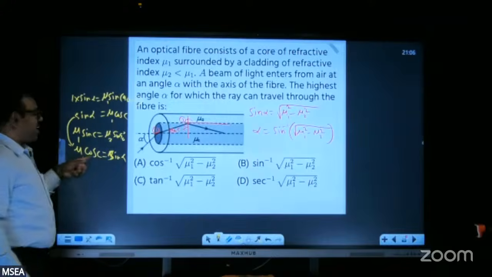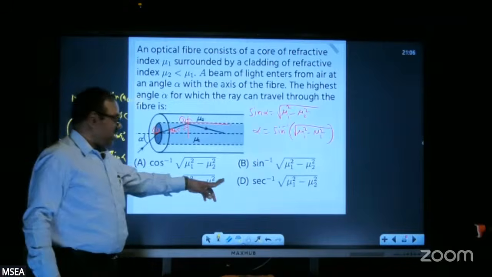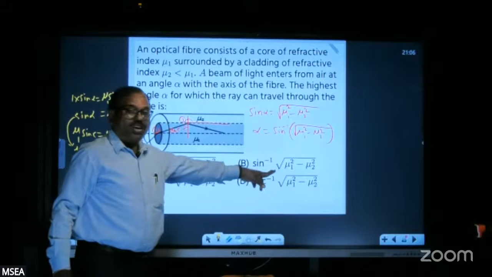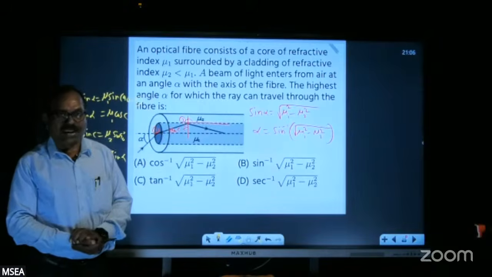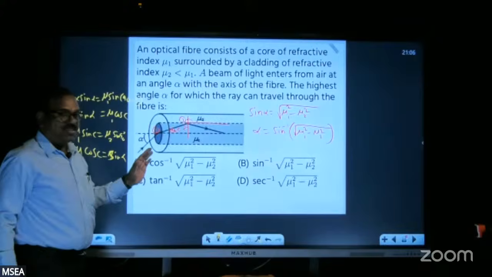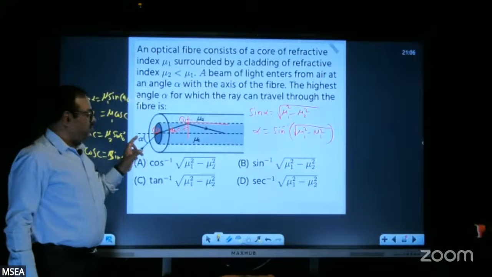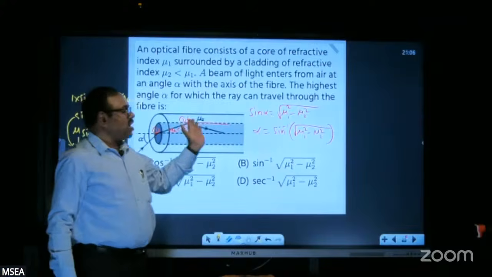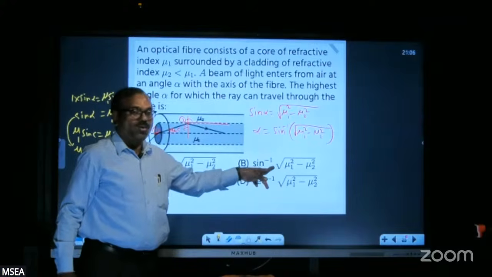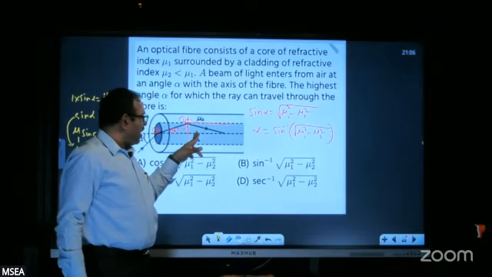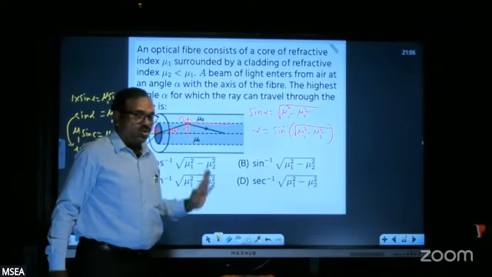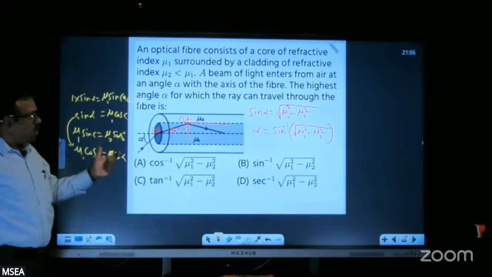Then, so square and add, we get this answer: sine inverse of root of mu1 square minus mu2 square. This is a standard formula, you should remember it. What should be the maximum angle of incidence such that the light should not come out? Then that is sine inverse root of mu1 square minus mu2 square. This formula should be remembered.